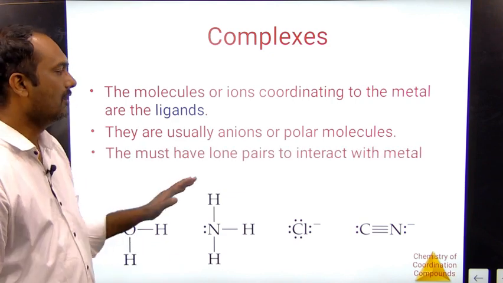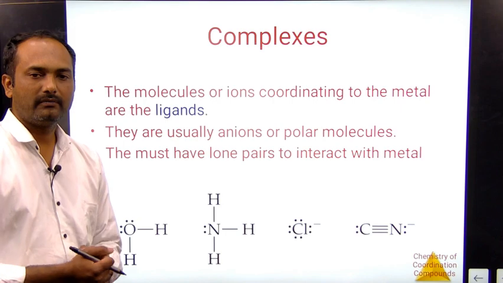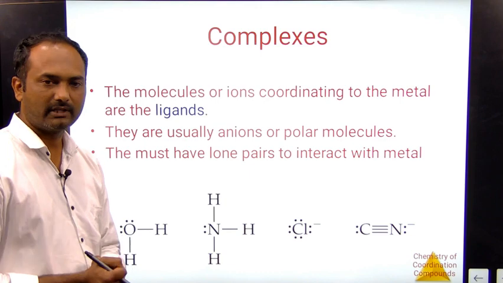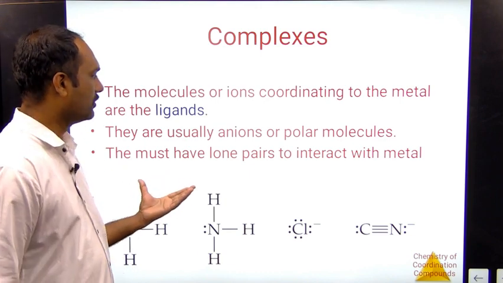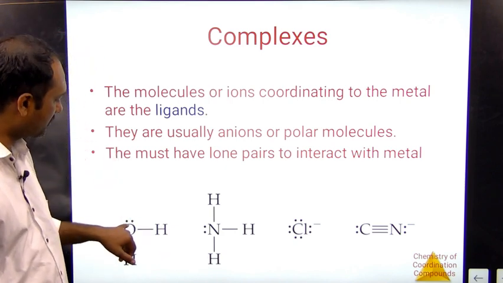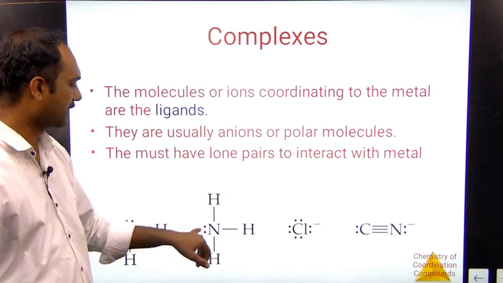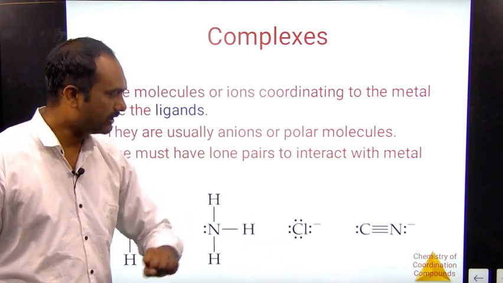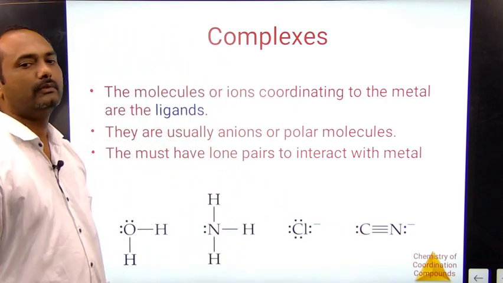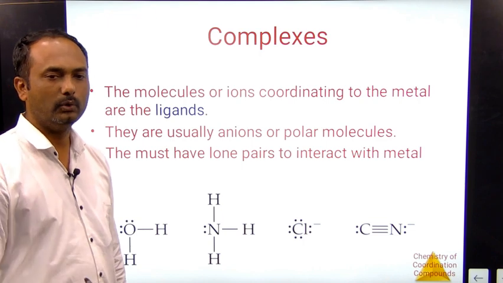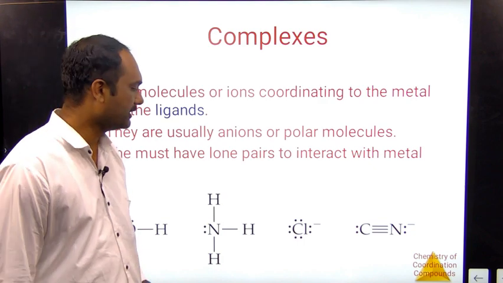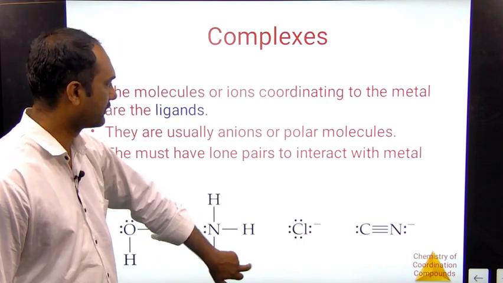ligands. The criterion for playing the role of a ligand, that is, which type of molecules can work as ligands, is that they should have a lone pair with them. Here we can see that oxygen in H2O has a lone pair, nitrogen also has a lone pair, chlorine also has lone pairs, and the cyanide group also has lone pairs. So a ligand has a lone pair, and by this lone pair it can get attached or coordinated with the central metal atom.